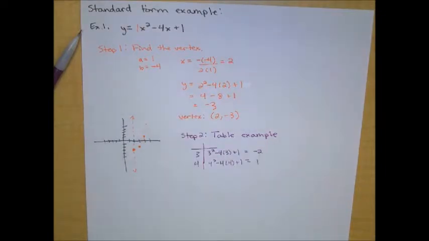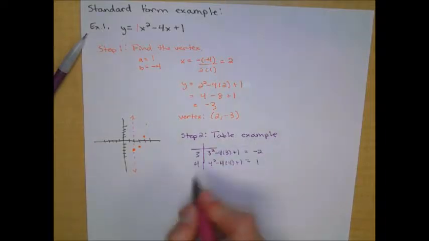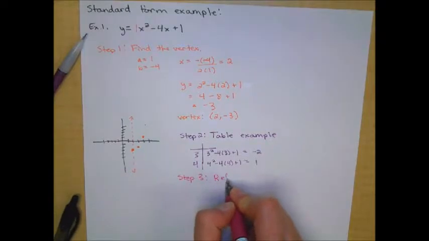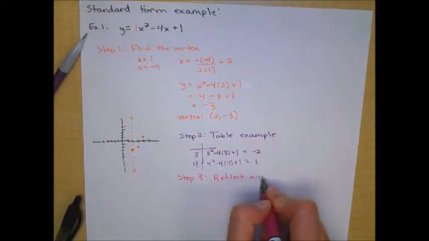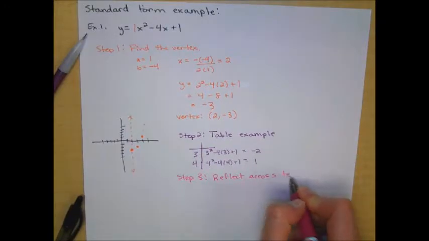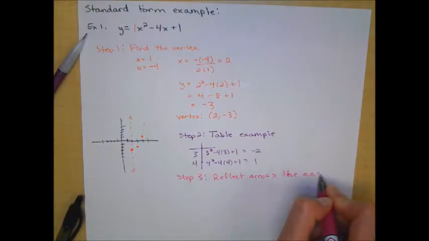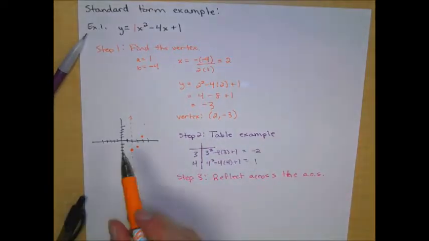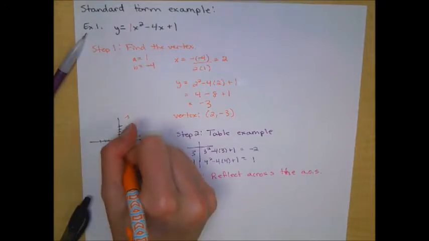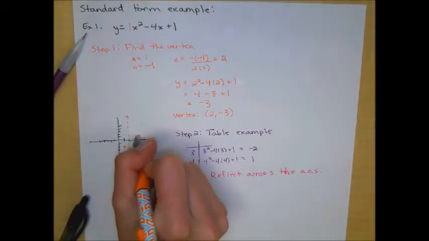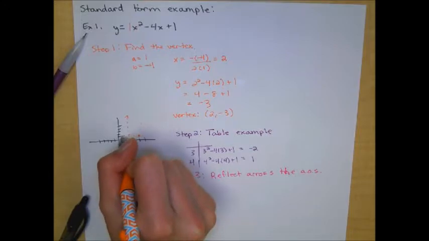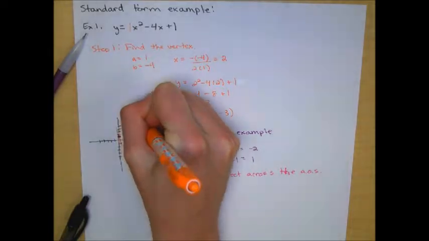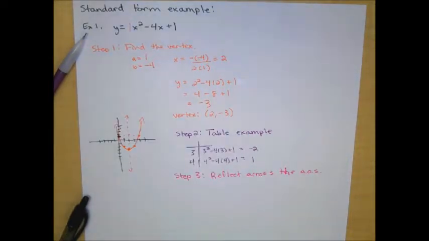And then step 3 is reflect across the axis of symmetry or line of symmetry. This point is 1 to the right, so I'm going to have 1 to the left. This point is 2 to the right, so I'm going to have 1, 2 to the left. And here we have our parabola.